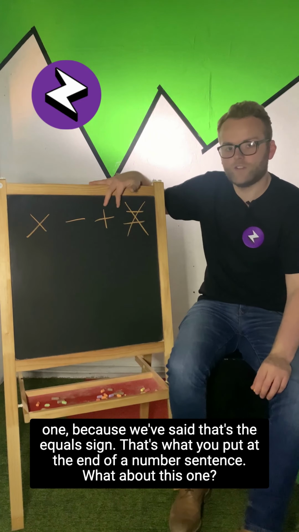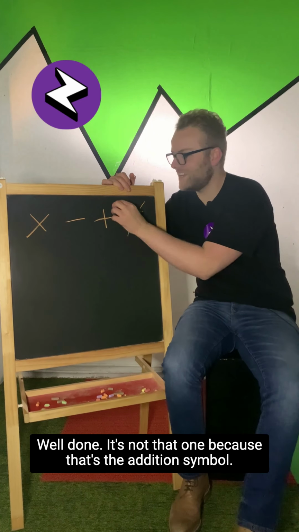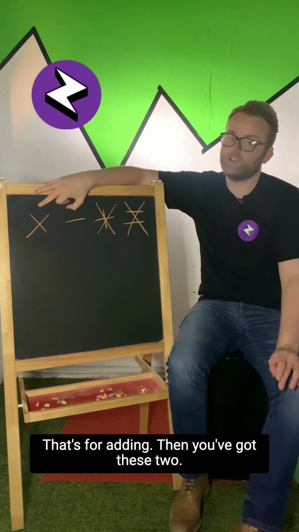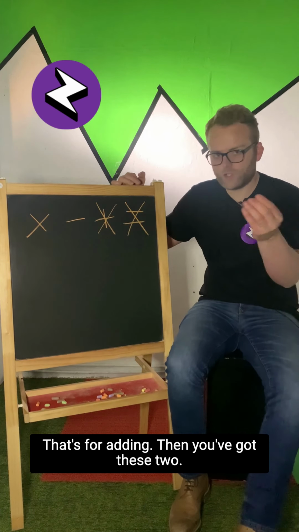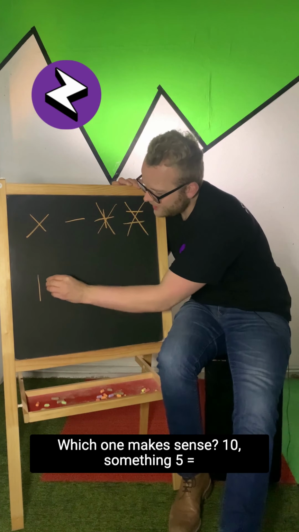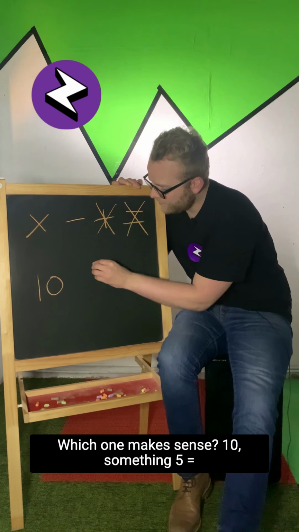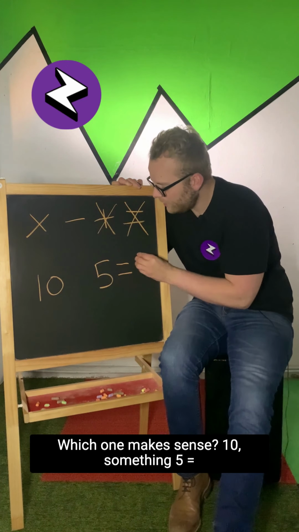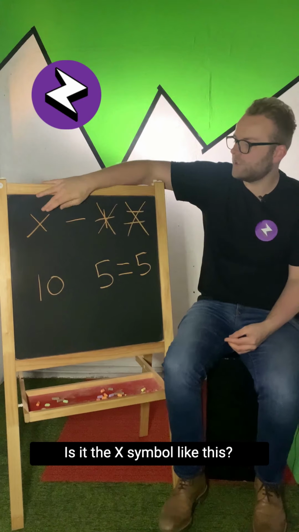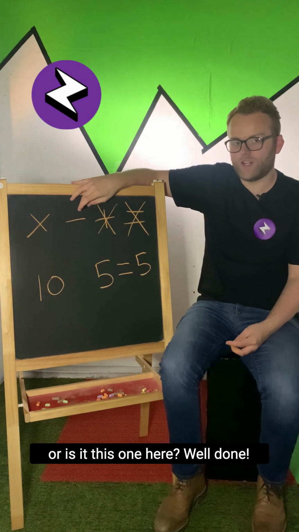What about this one? Well done. It's not that, because that's the addition one. That's for adding. And then you've got these two. So which one, let's do a symbol for you. Which one makes sense? So if I went 10 something 5 equals 5, now, what's fitting for that? Is it the timesing like this, or is it this one here?